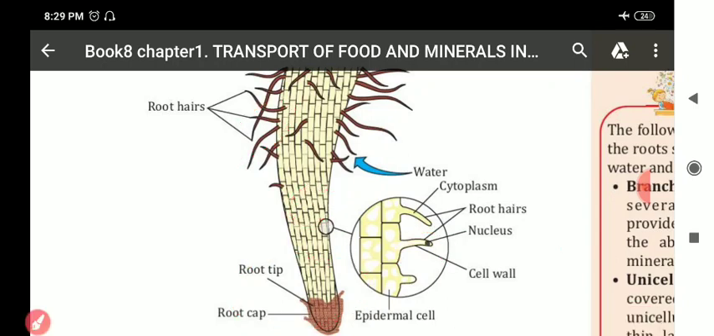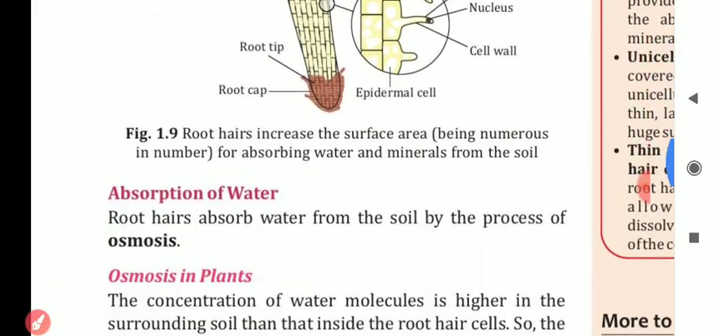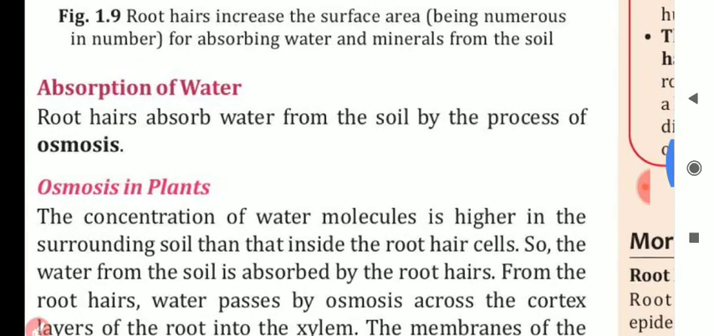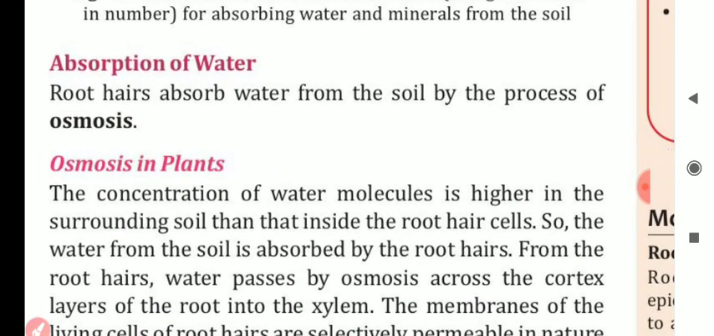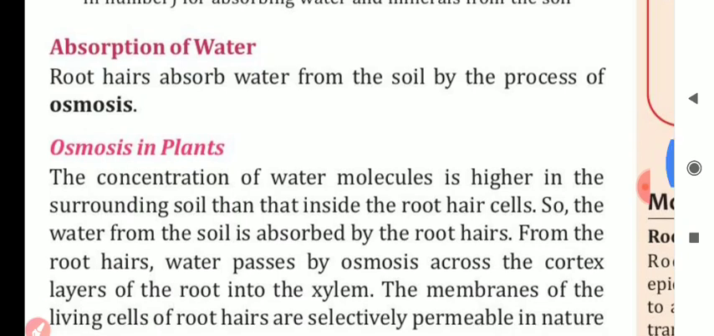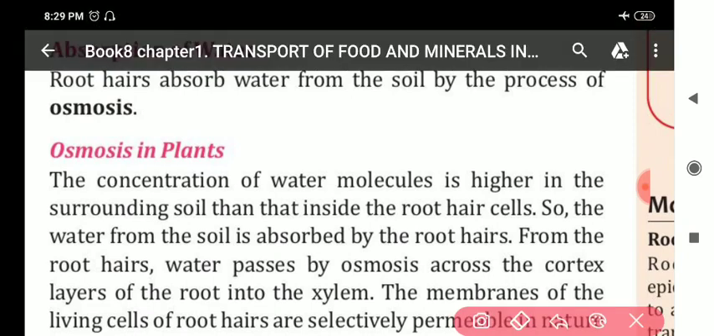Now, next let us see absorption of water. The absorption of water is done by the osmosis process. Just see to it, root hairs absorb water from the soil by the process of osmosis. By the process of osmosis, the root hairs absorb the water.